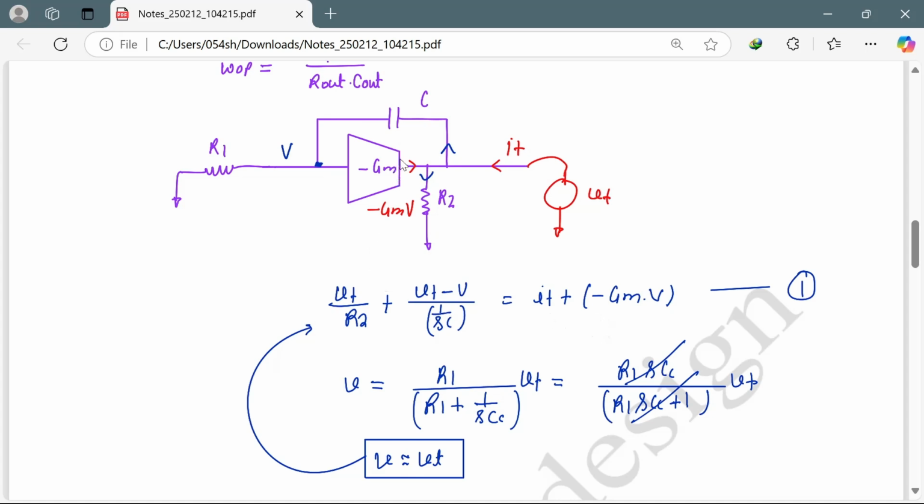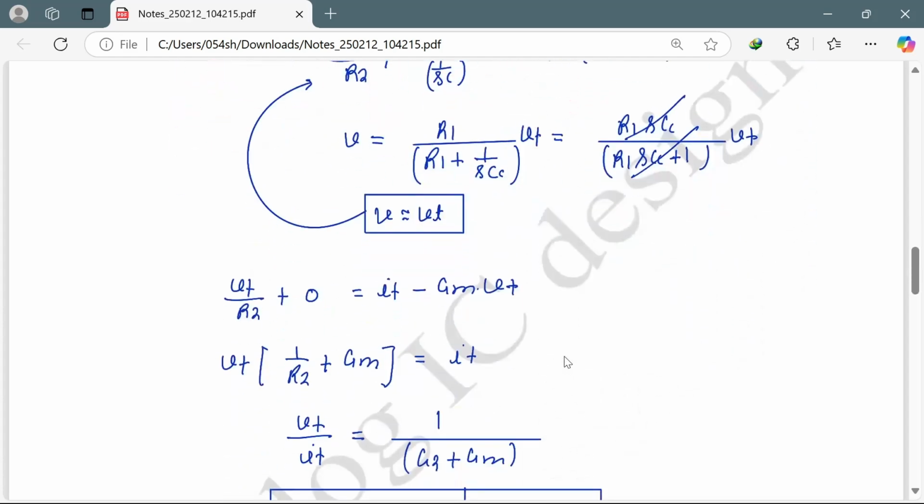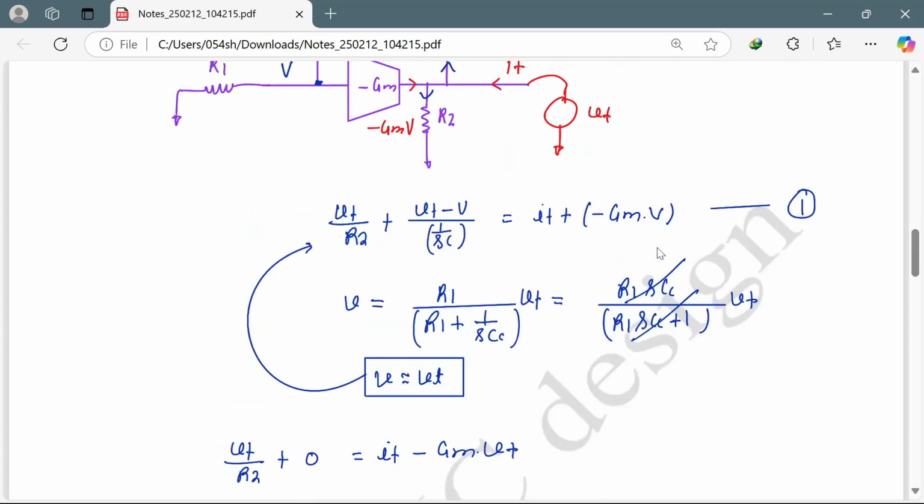Okay, and what will this current be? This will simply be, since gm is a voltage-controlled current source, minus gm into V. And what will be the potential at this node? There will be a voltage divider. V will be across R1, so R1 divided by R1 plus 1 by SCC, into VT. So approximately we can cancel this. We can see that V is approximately equal to the test voltage. So please remember this one.